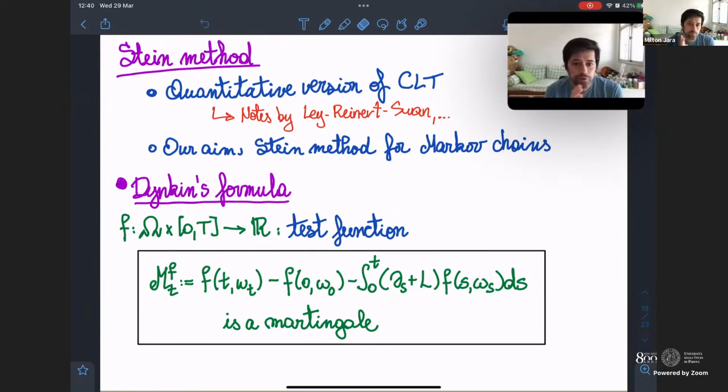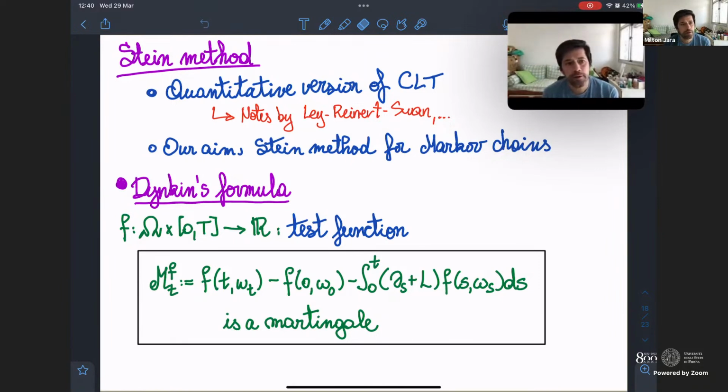There is an enormous amount of literature about Stein's method, so just to give you an entry point to the literature, I really recommend these notes by Ley, Reinert, and Swan, which are published in Probability Surveys. But there's a huge amount of things around.